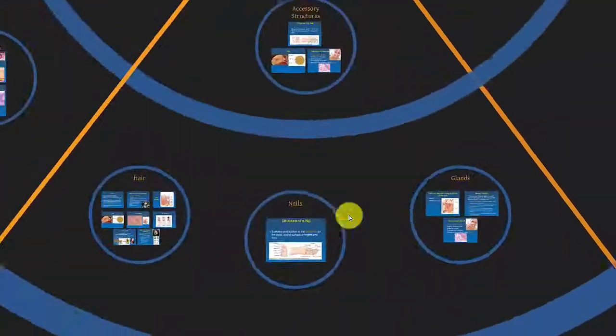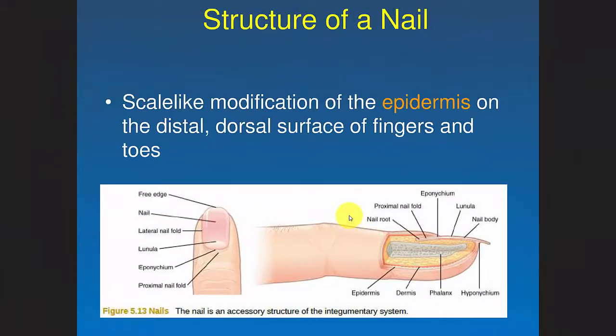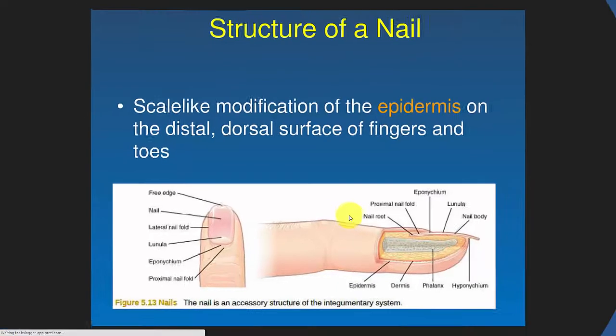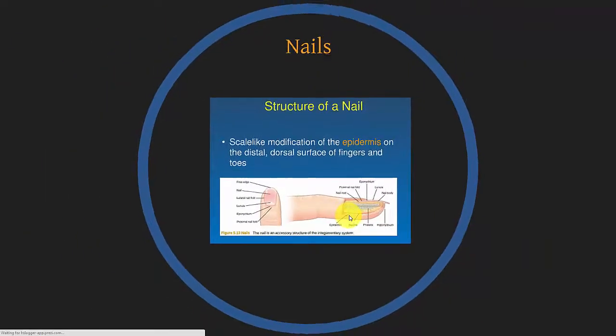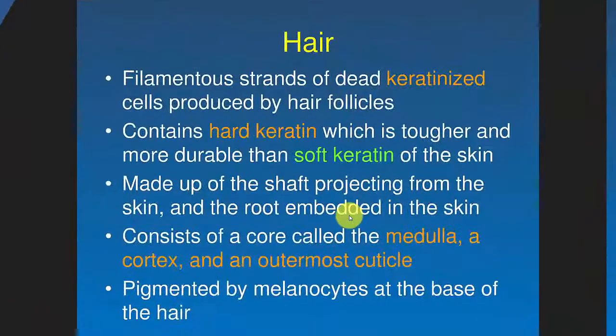So that's glands. I don't think we'll dwell too much on the structure of nails. They're just a modification of the epidermis. There are certain pathologies associated with it. You can get like clubbed fingers, but we won't go into that.